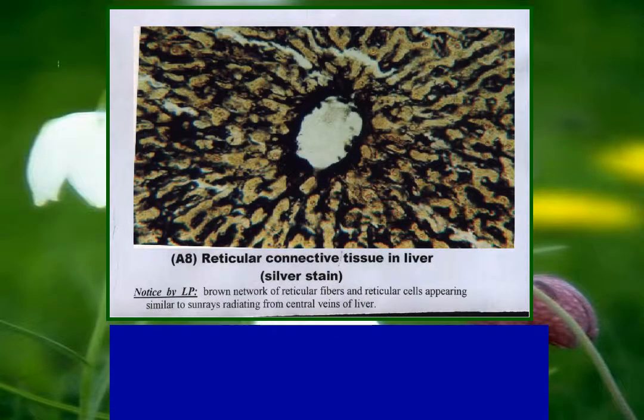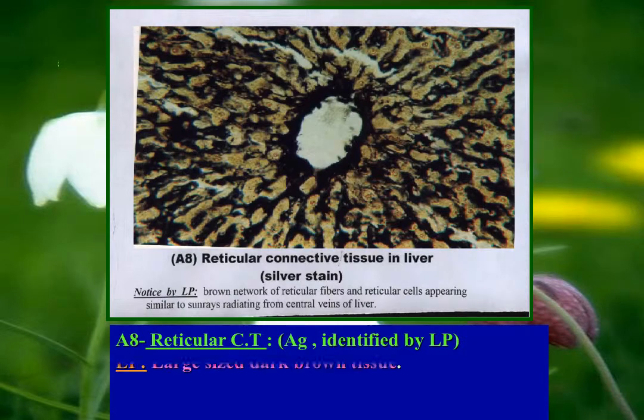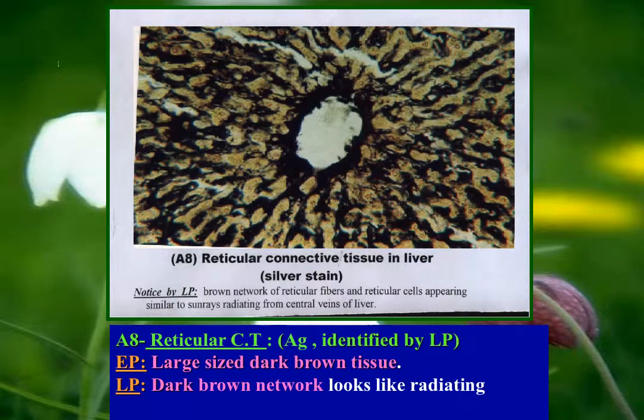Reticular connective tissue in the liver stained with silver. By eyepiece it is a large-sized dark brown tissue. By low power it appears as a dark brown network, looking like radiating sun rays from the central vein.